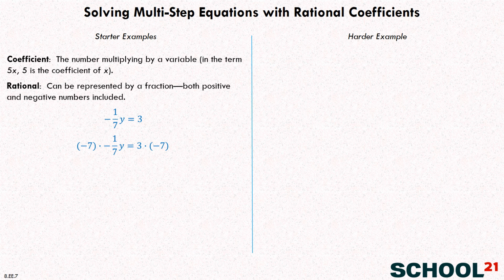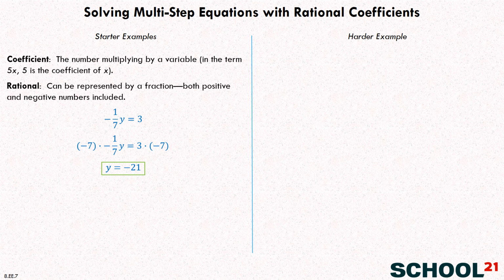Good. And so let's do that and see what it ends up being. So here what we have is the 7 and the 7 are going to cancel. And then a negative times a negative would be a positive. All you'll be left with is that 1, so you'll have 1y. And that's what we're looking for. And what will we have on the right-hand side? -21. Good. So that's our answer, y equals -21. So by doing just one step there, multiplying by -7, we were able to get rid of that fraction and the fact that it's negative.